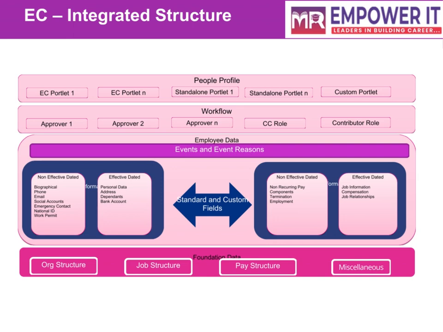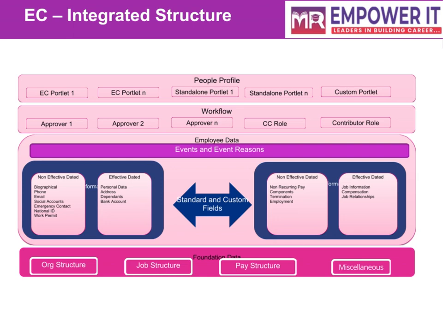In this slide, you can see the integrated structure of EC. The first layer, as you can see, is the foundation data, where we will be building the org structure, job structure, pay structure, and key other objects. The second layer is the employee data, where we configure various events and event reasons as per the customer requirement.